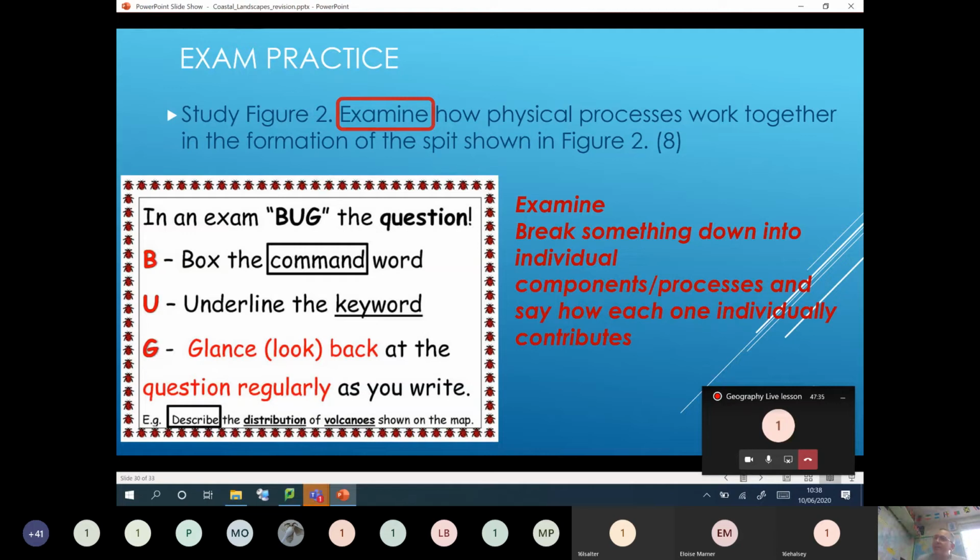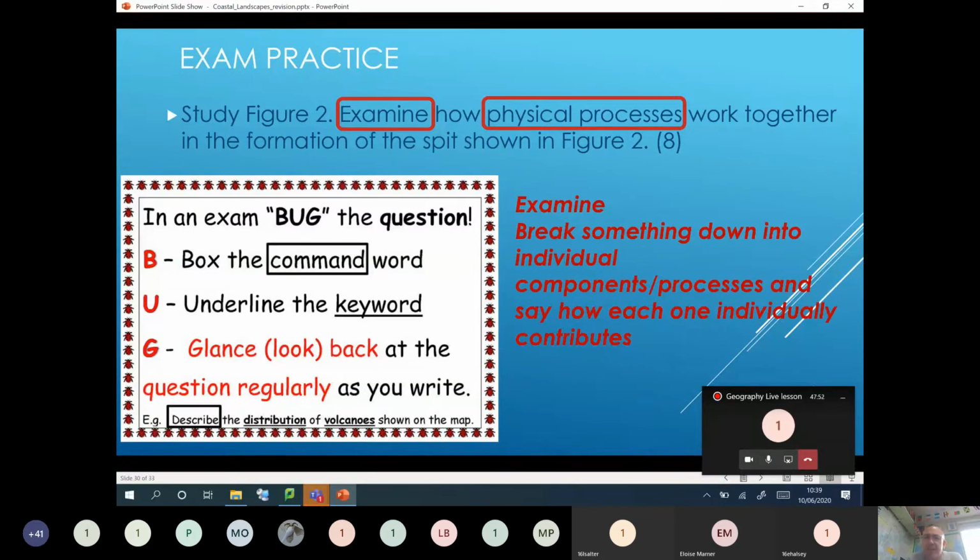You only get examine questions in the section about coasts and the section about rivers. You don't get examine questions anywhere else in the exam. So it's always going to be the formation of something being made, step by step it being made.